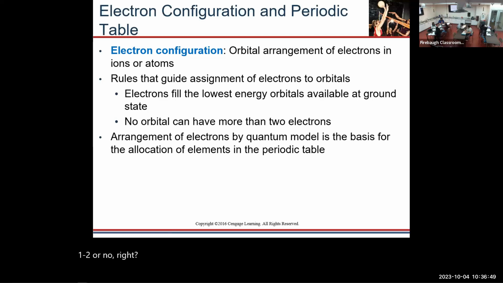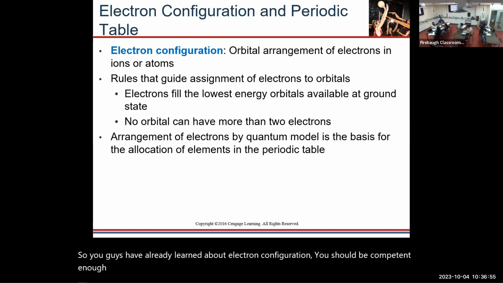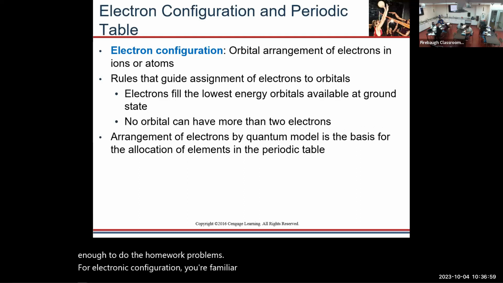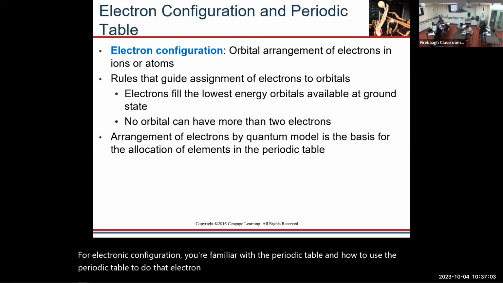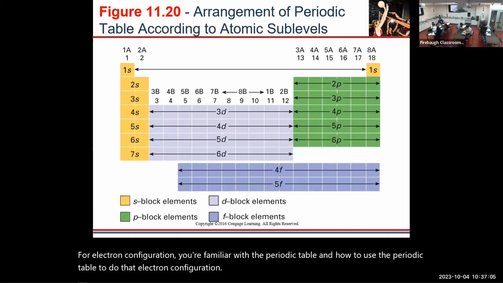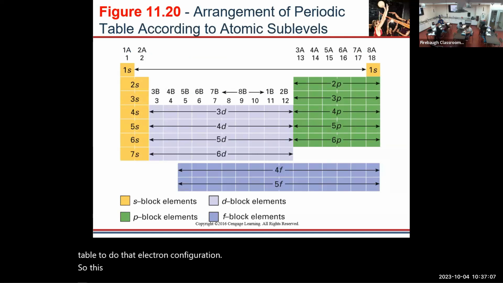So you guys have already learned about electron configuration. You should be competent enough to do the homework problems for electron configuration. You're familiar with the periodic table and how to use the periodic table to do that electron configuration. So this is just showing you that path that you take, right? So 1s, 2s, 2p.